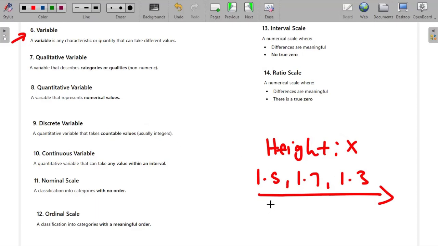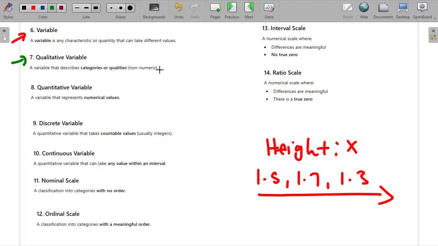Now these variables can be qualitative or quantitative. When you talk about a qualitative variable, it is a variable that describes categories, or it describes qualities. It's non-numeric, so there are no numbers involved there. It's just describing the state of something.